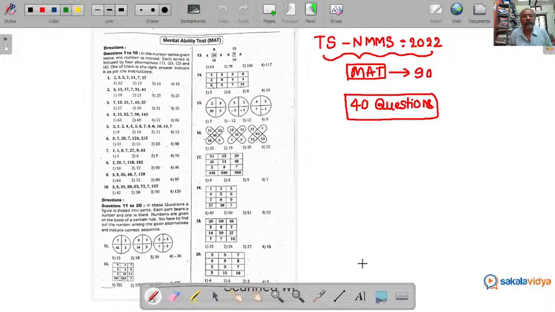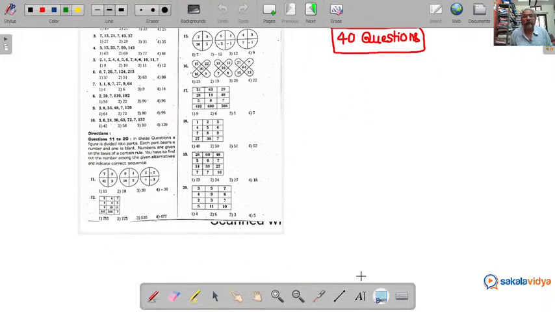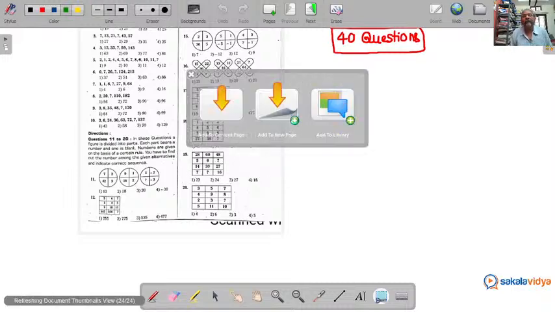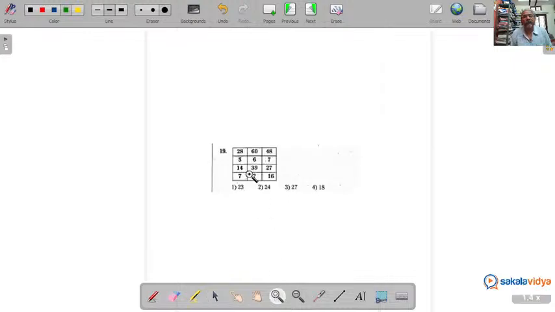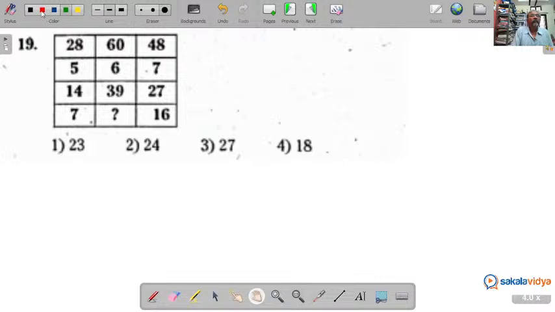So let us move to the 19th question now. See the 19th question. Does it follow the same pattern or not? We need to check once again. 28, 60, 48, 5, 6, 7, 14, 39, and 27, 7, and question mark and 16 is given actually here.